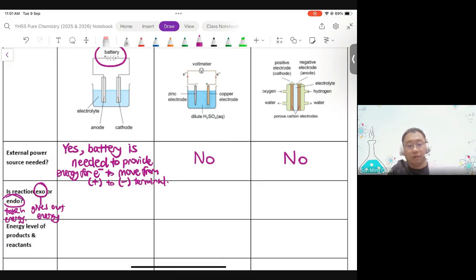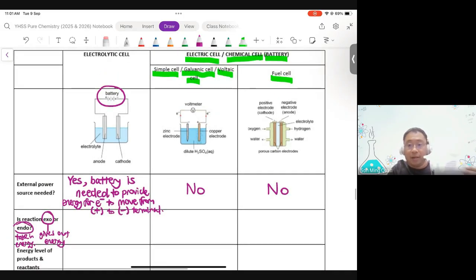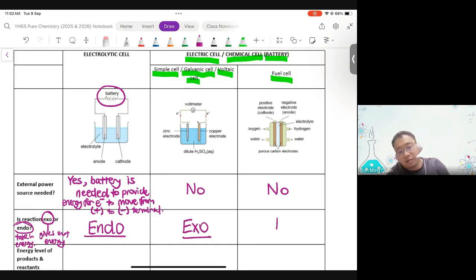So look, based on what we have said so far, which one needs energy to be taken in? Come, read the previous row. Electrolytic cell, electrolysis requires a battery to provide energy. Provide energy, supply, take in energy. I need to take in energy. So electrolytic cell is endothermic. Electrolysis is endothermic. It takes in energy. Whereas the other two give out energy. So it's exothermic.